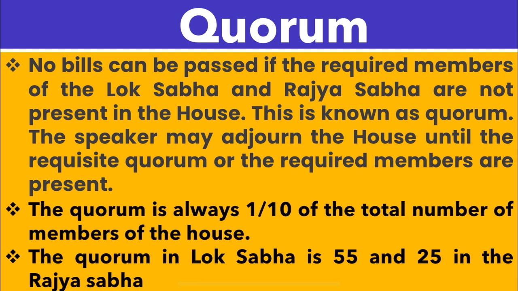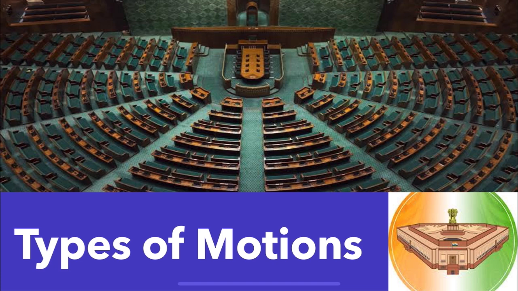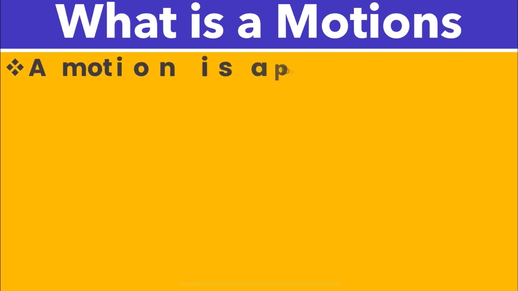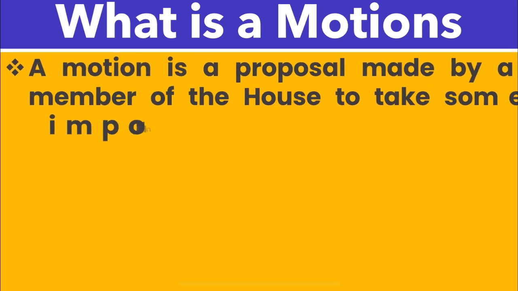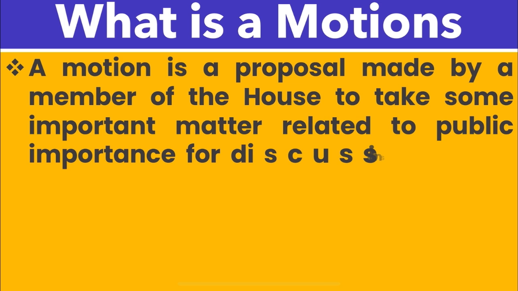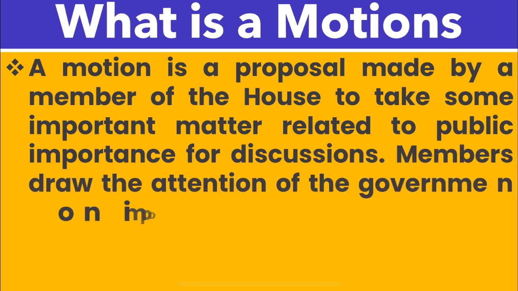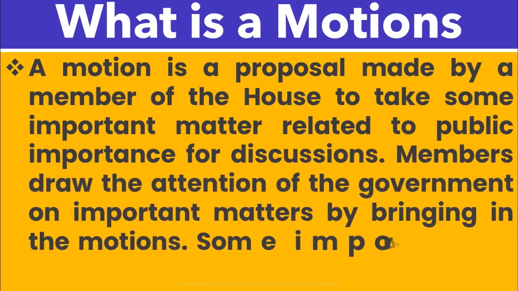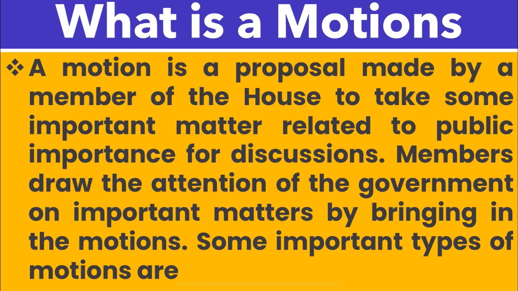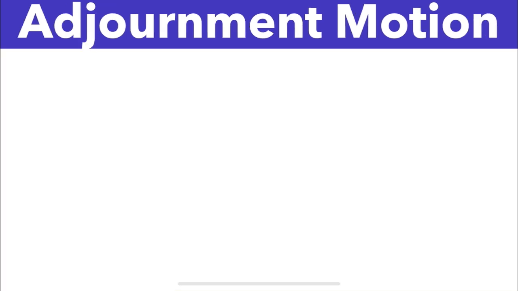Now let us understand what are different type of motions moved in the Lok Sabha. But before, let's understand what is a motion. A motion is a proposal made by a member of the house to take some important matters related to public importance for discussion. Members draw the attention of the government on important matters by bringing in motion. Some important type of motions are: number 1, adjournment motion.